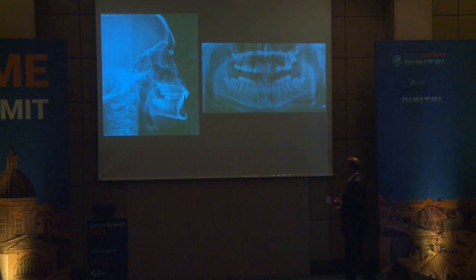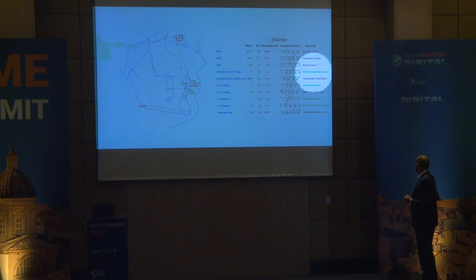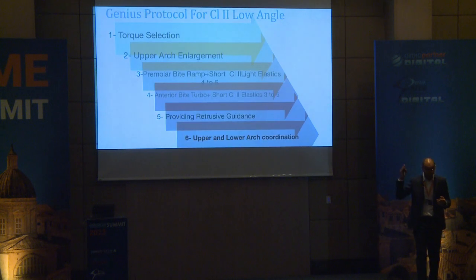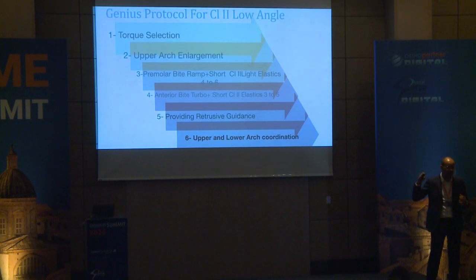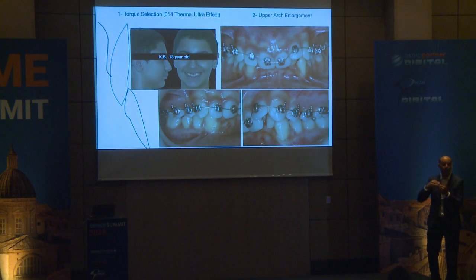So here is the ceph, here is the pan, and the analysis, cephalometric analysis: class 2 skeletal, normal occlusal plane, hypodivergent facial pattern, and normal lower incisor inclination. So, just to remind you, the guidelines of the protocol I'm using. And let's see how it works step by step.